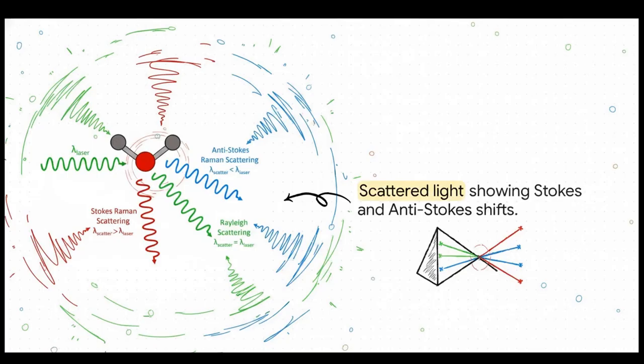Check this out. When a laser, which we're representing with that green line, hits a molecule, the vast majority of the light just bounces off elastically at the exact same wavelength. We call that Rayleigh scattering. But a tiny, tiny fraction of that light actually shifts its color. It either loses energy, shifting to a longer, redder wavelength, which we call Stokes-Raman scattering, or, believe it or not, it can actually gain energy from the molecule, shifting to a shorter, bluer wavelength called Anti-Stokes.